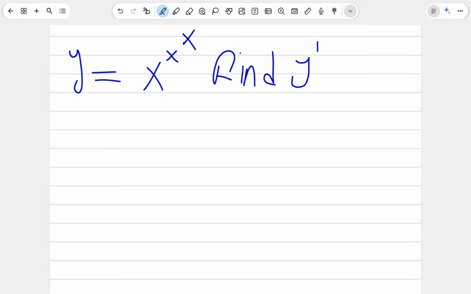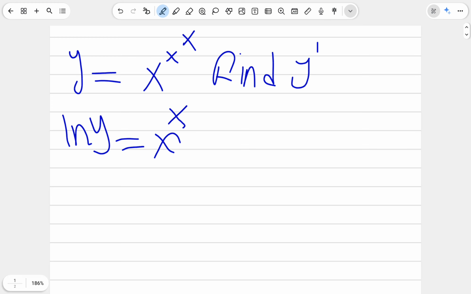So guys, today we have this question: y equals x power x power x. We will need to find y dash. We will solve this question step by step. First, we will apply ln to both sides. So ln y equals x power x multiplied by ln x.